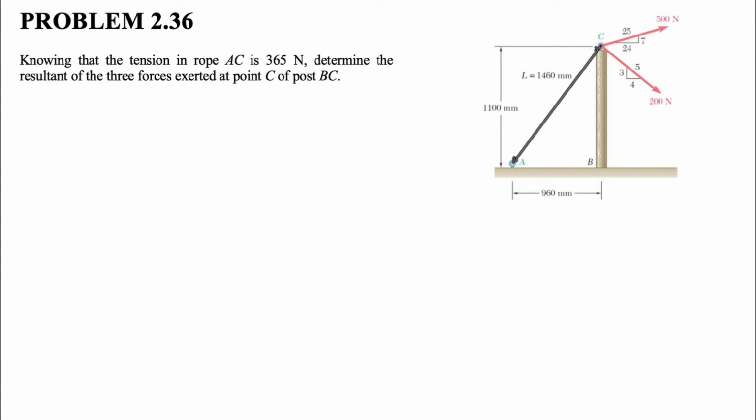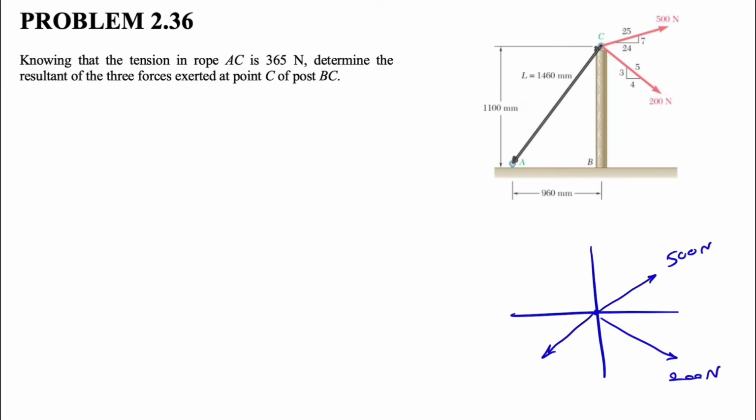So let's call this point C. We have three different forces: the 500 Newton one on top, the 200 Newton here, and the tension, which is 365 Newton. We're going to solve this question by breaking down each of these three forces into x and y components. Since we have the dimensions and all the information, it should be pretty straightforward. Let's call this our x, and this will be our y.